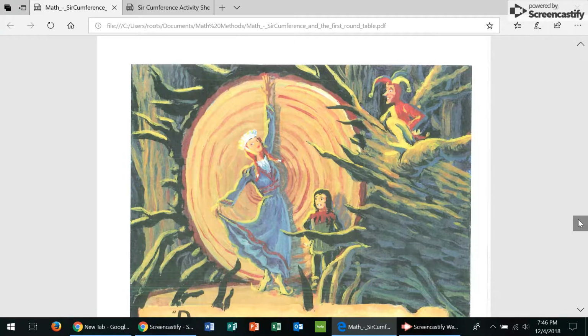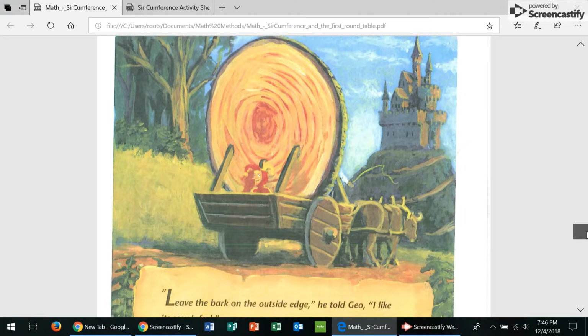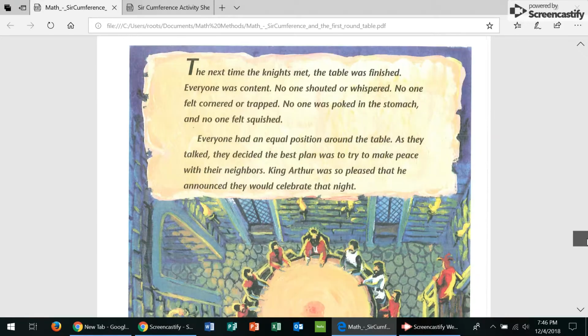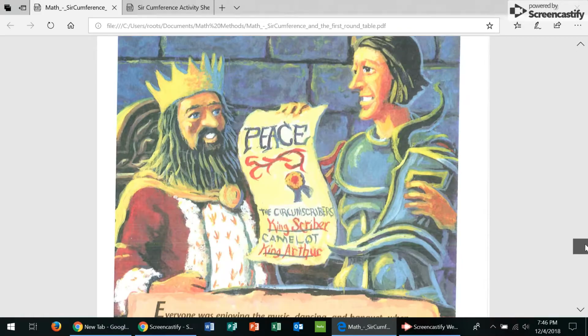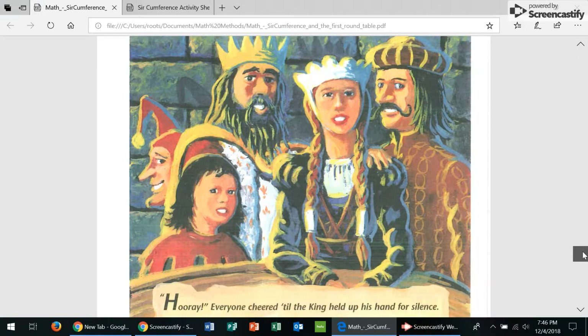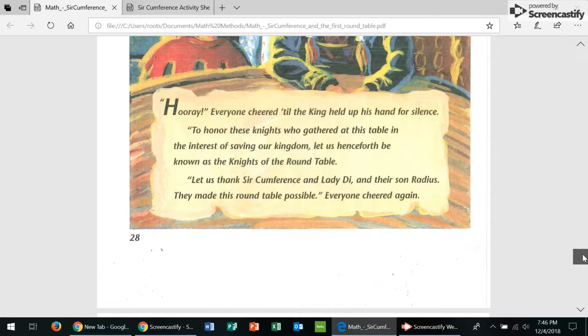And in this part of the story, there's Lady Di. She reaches from one end of the circle to the other end. And her son Radius, of course, goes about halfway to the circle to the edge. You can probably guess where that's going. They end up making the round table, and Circumference comes up with the idea of leaving the bark around the edge. So they come up with a plan.